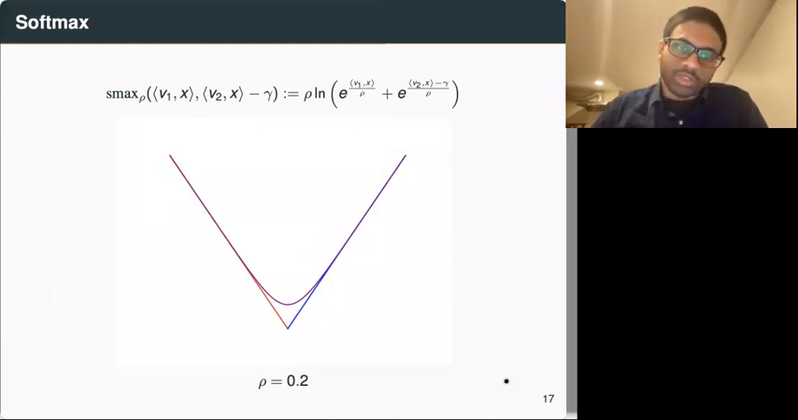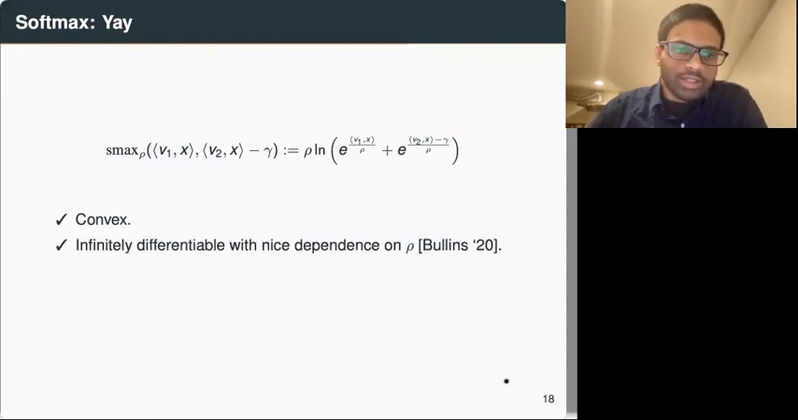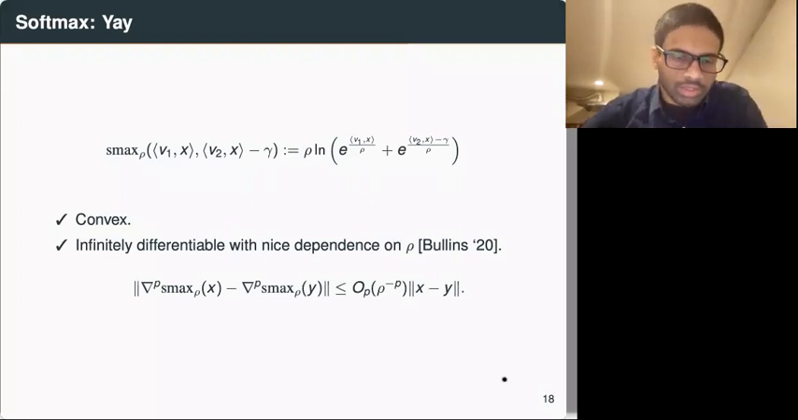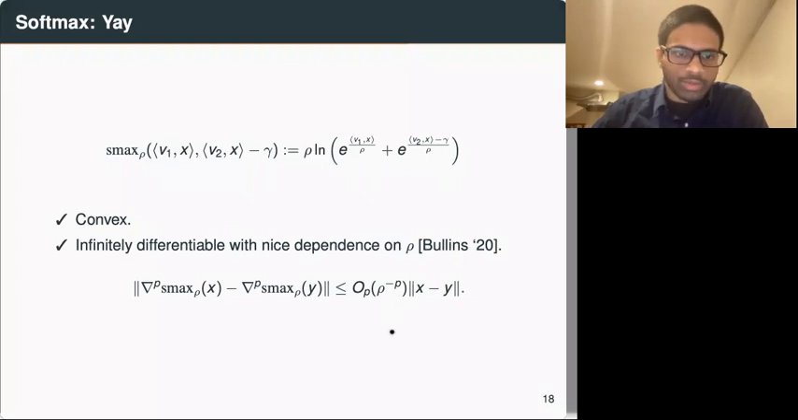And the way we're going to use it, first, some properties of softmax: it's convex, which is good, and it's infinitely differentiable, and it has a nice dependence on rho. So the softmax's L_p constant is rho to the minus p. It's really good that everything is looking like something to the minus p, because that's exactly what we needed.